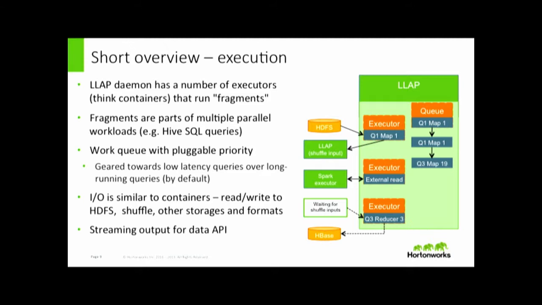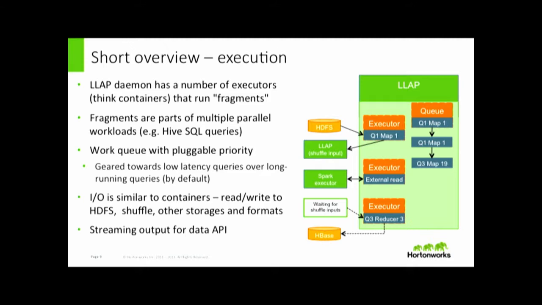Inside of the daemon, we have a queue for work with configurable priorities. As soon as a fragment finishes, the next fragment starts. And the queue is somewhat intelligent. It tries to optimize to run BI queries first. If the query is shorter, it's going to finish faster. It's more latency sensitive. It also has some support for parallel workload efficiencies, which I'll cover in the next section.